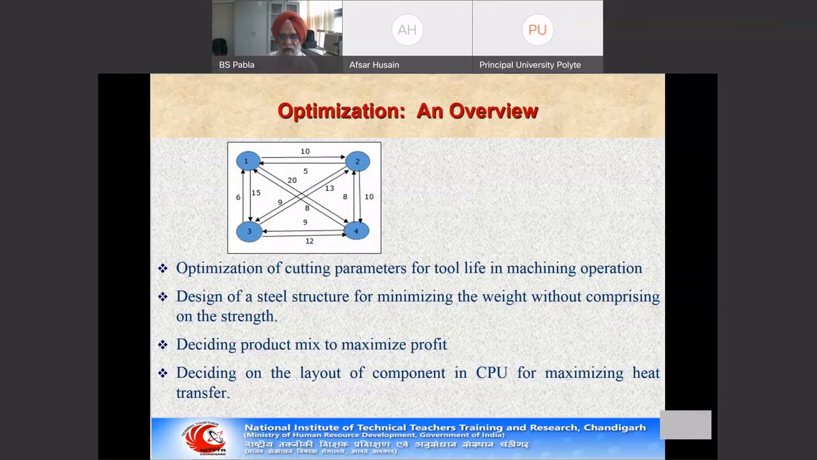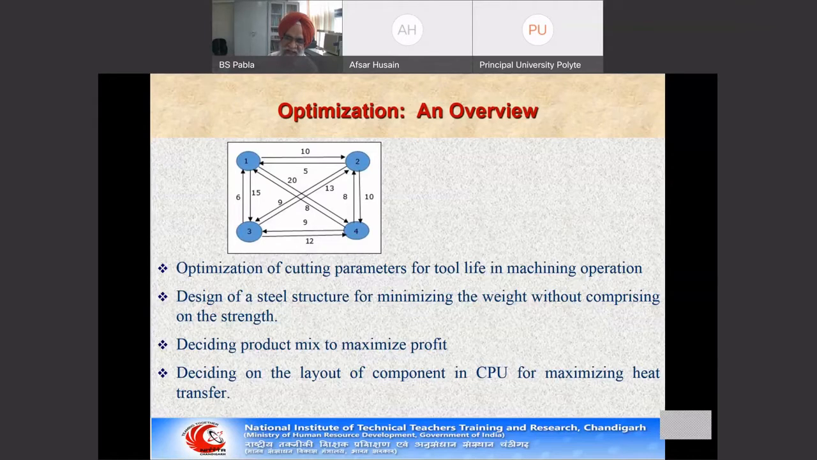Deciding on the layout of components on a CPU for maximizing heat transfer. You see, now we are getting faster and faster computers. Earlier we used to have one fan in the CPU because there is a lot of heat generated inside the CPU. Now they are starting to put 2 fans. That means there is a lot of heat generated inside the CPU. Now to take out that heat, what should be the placement of the components in the CPU?